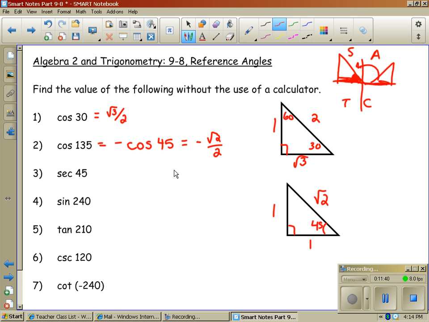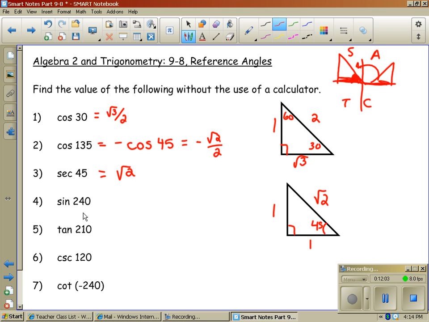Secant of 45. Cosine is adjacent over hypotenuse, so the secant is the reciprocal of cosine. So it's square root of 2 over 1. Just call it the square root of 2. So if it's in the first quadrant, those are easy. Those are the ones we did the other day.